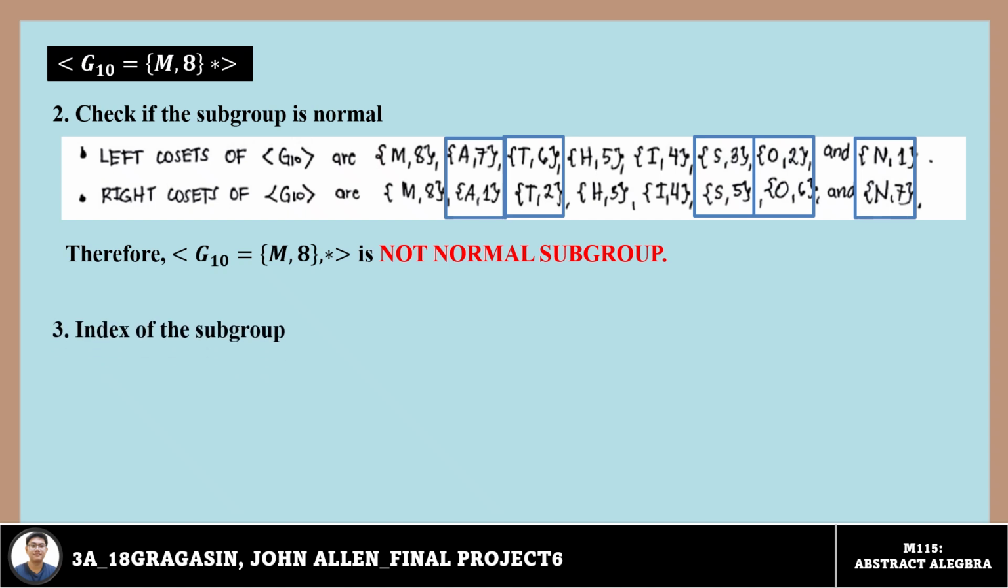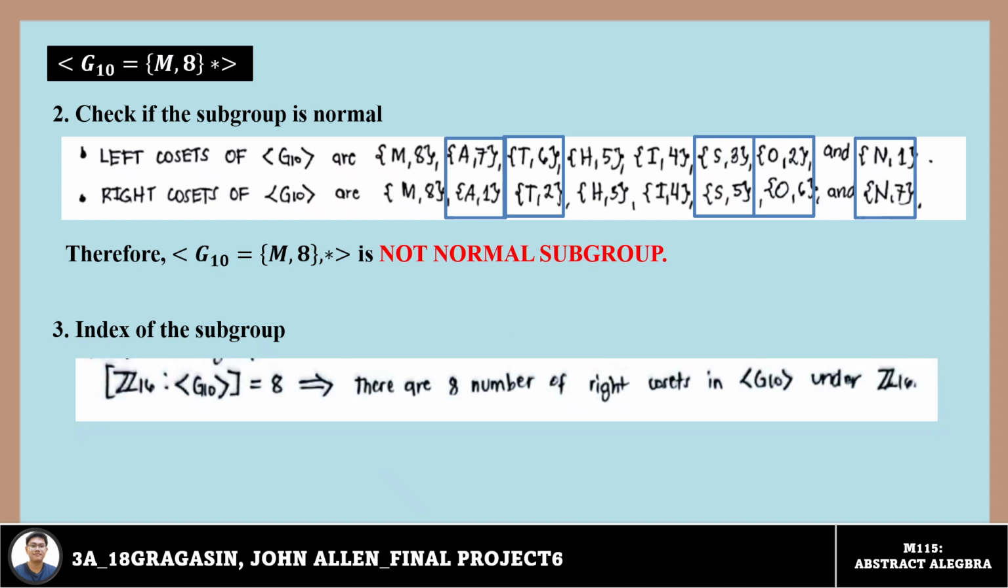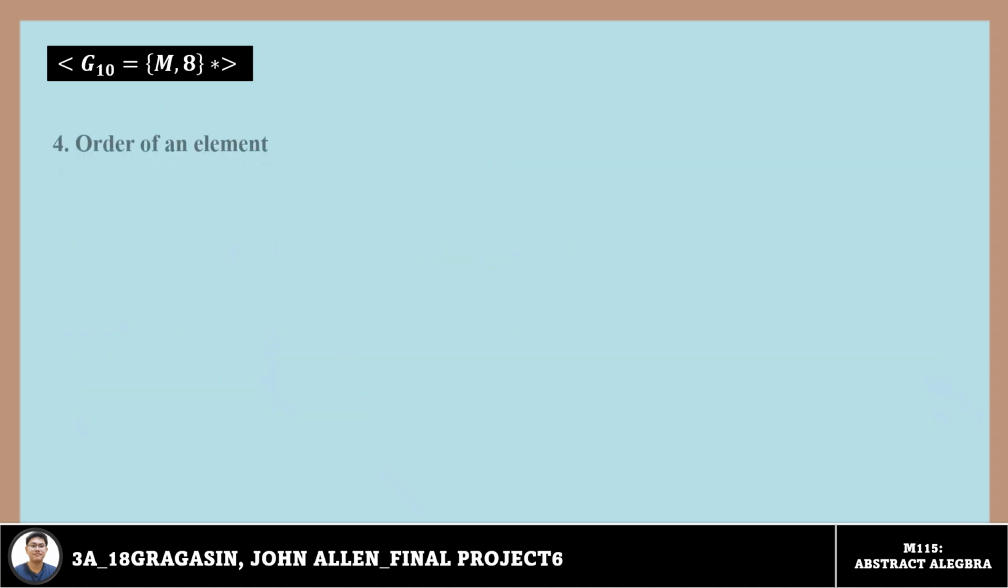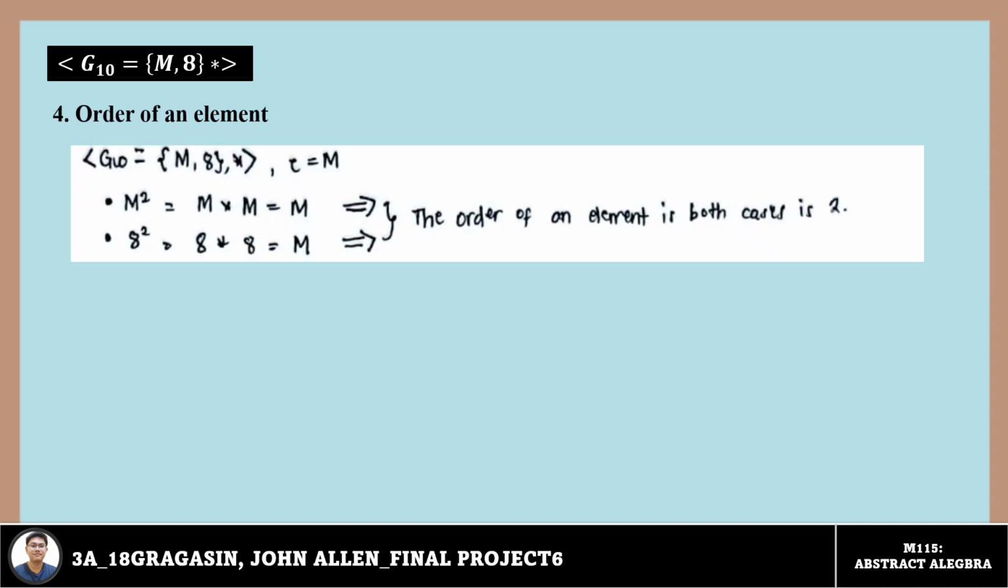And then to determine the index of the subgroup, let's just count the number of right cosets. As you can see here, we have 8 right cosets. Therefore, the index of the subgroup is 8. And then for our order of an element, for the element M, we have 2. And then for element 8, we have 2. That is why the order of elements M and 8 is 2.